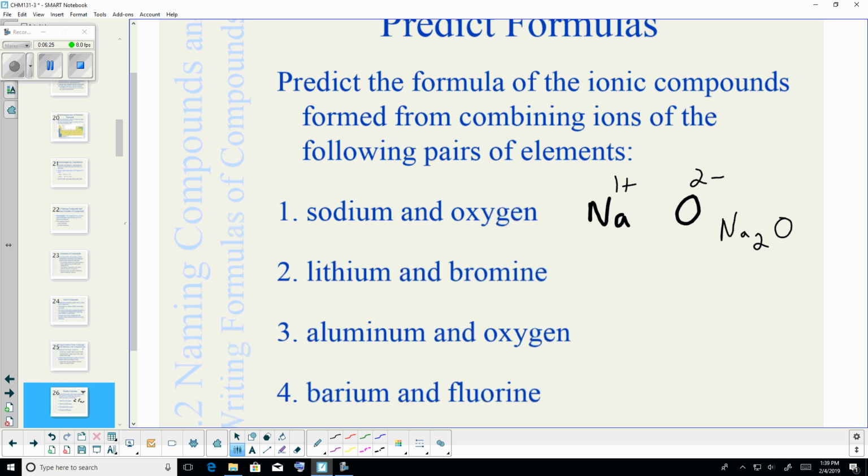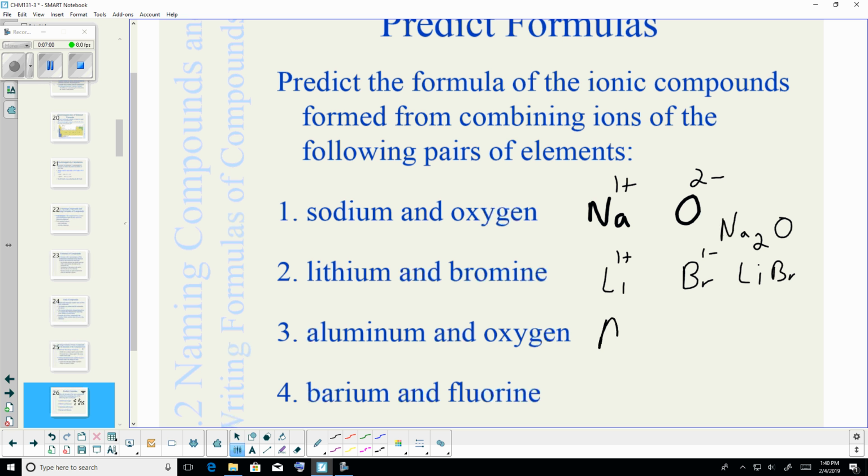All right, let's look at lithium and bromine. So here's lithium and here's bromine. Lithium has got what charge? 1 plus. Bromine is what? Minus 1. So that's pretty simple, right? 1 to 1, LiBr.